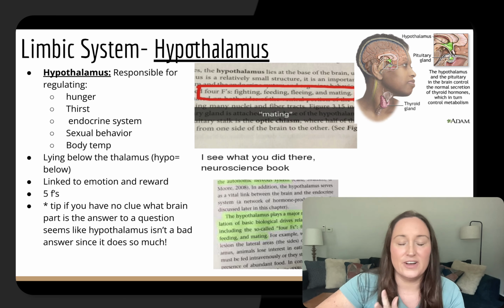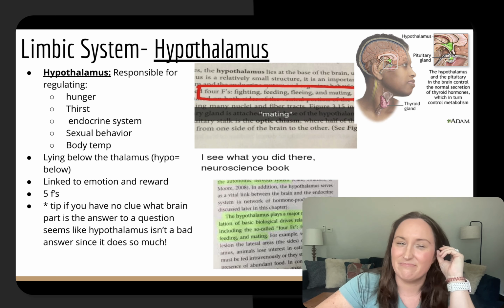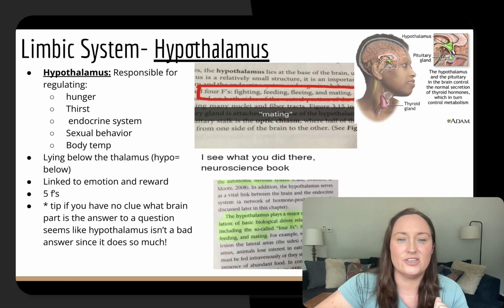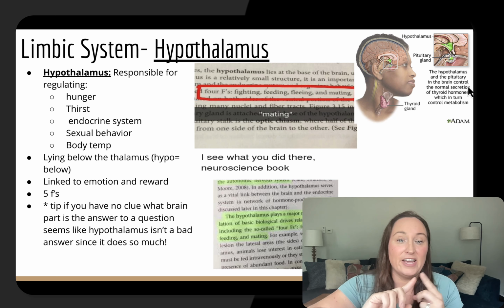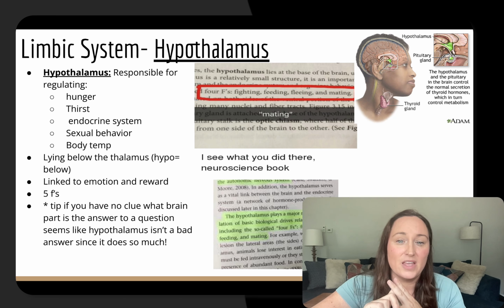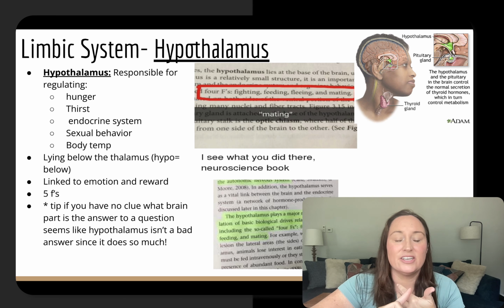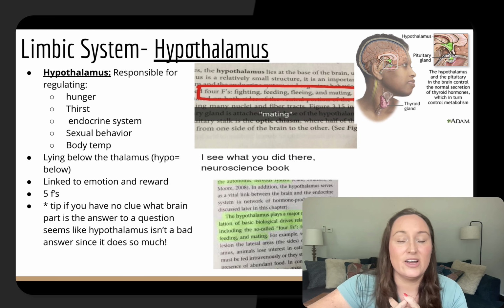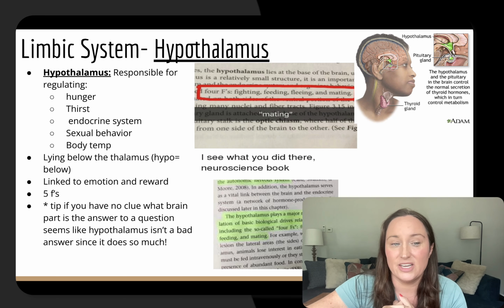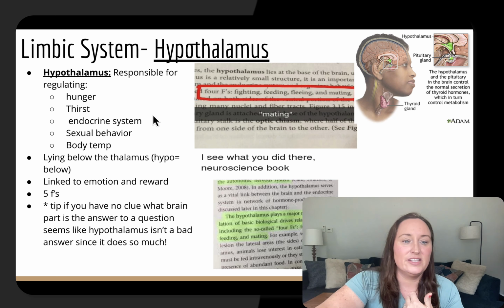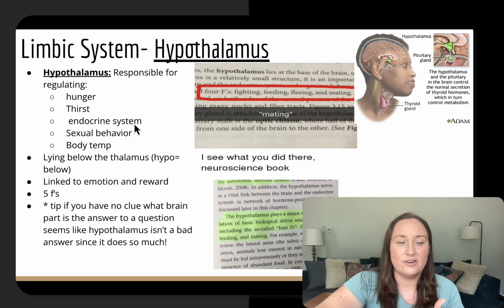And for funsies, my class and I a few years ago added the 5th one because that just makes it easier. There's another F that we can connect it to. So the textbooks talk about fighting, feeding, fleeing. So fighting and fleeing is you're activating your fight or flight. Feeding is for hunger, mating, and the last one that we added was furnace. And this is for regulating homeostasis, regulating your body temperature. Okay, so here they are listed there. So hunger, thirst, your endocrine system, your sexual behavior, body temp, the 5 Fs, okay?